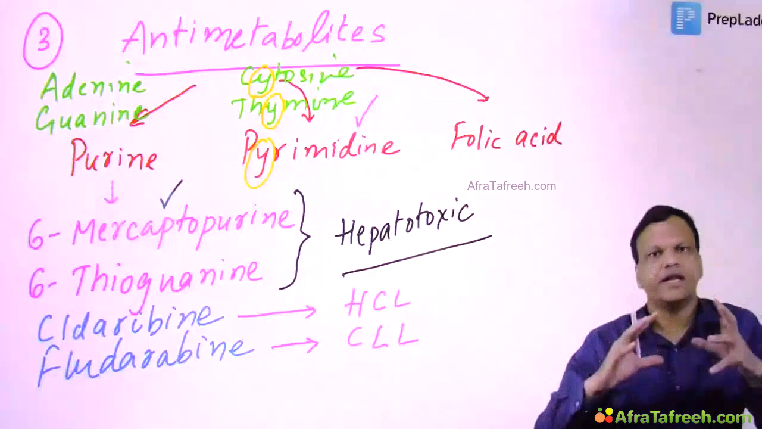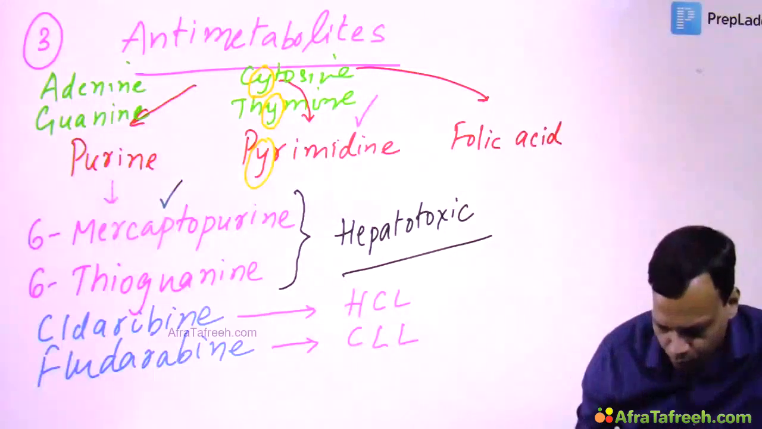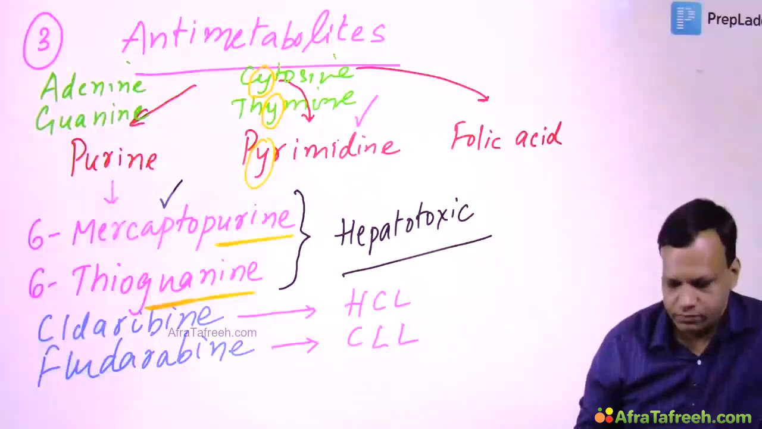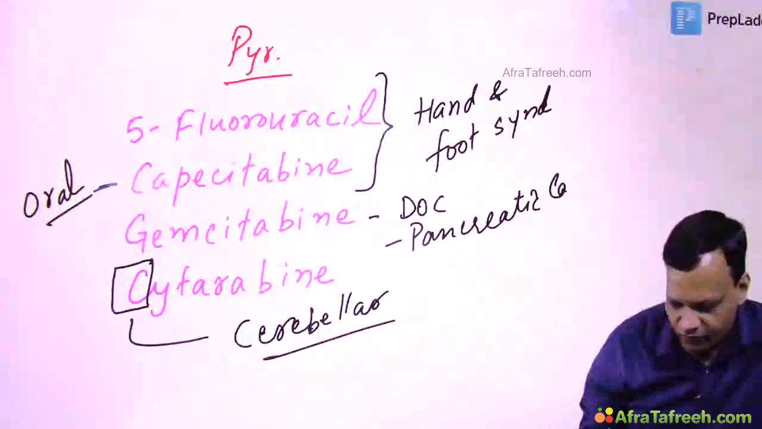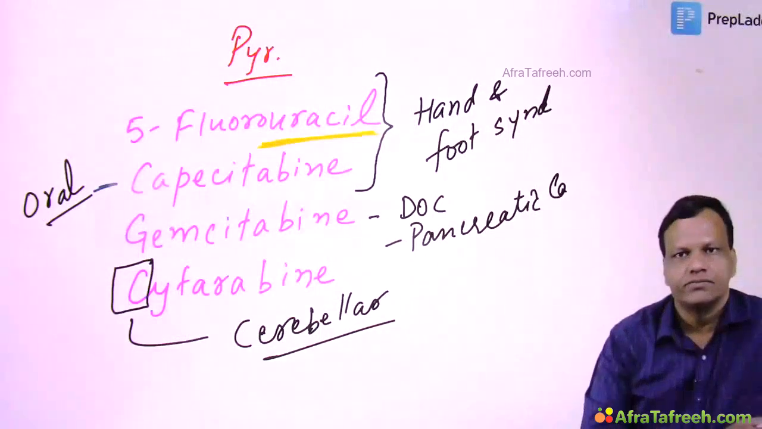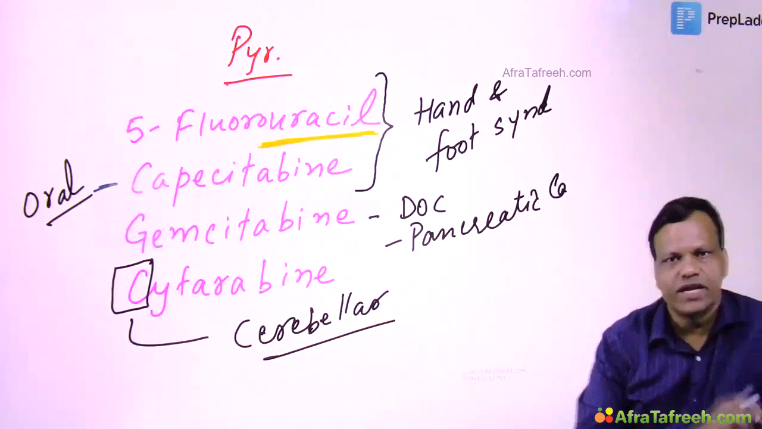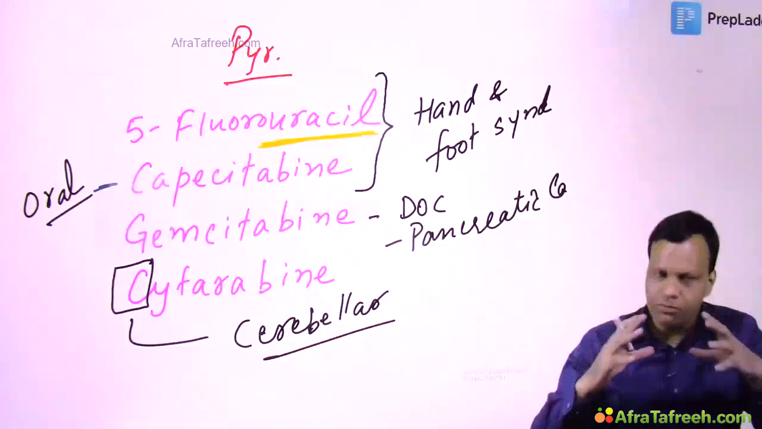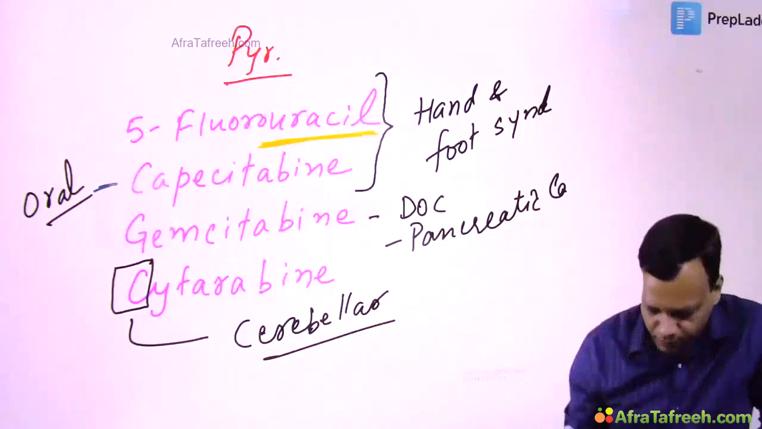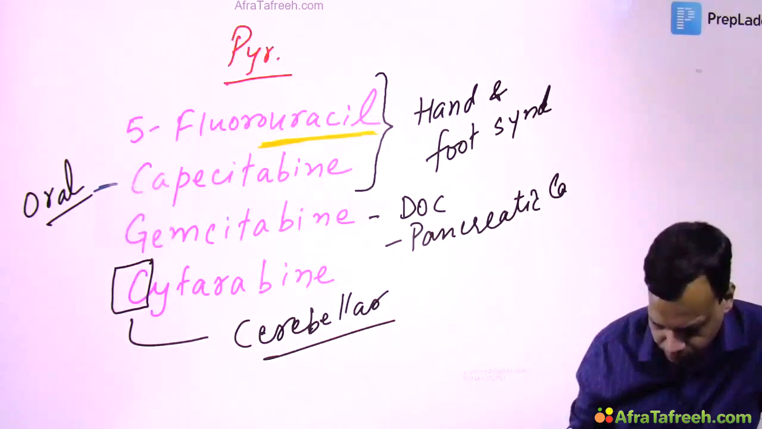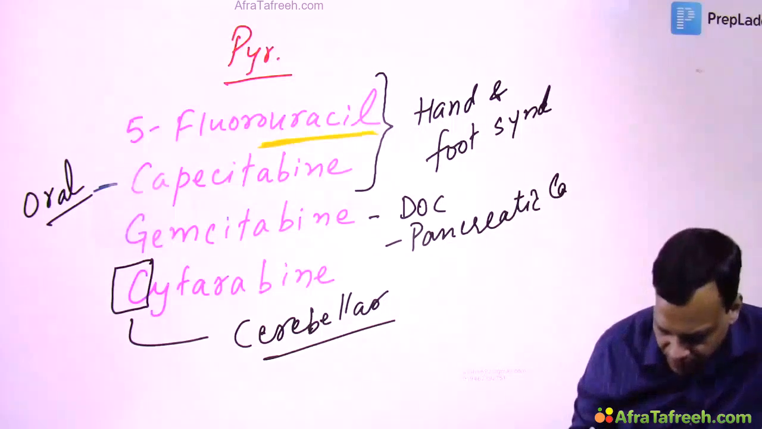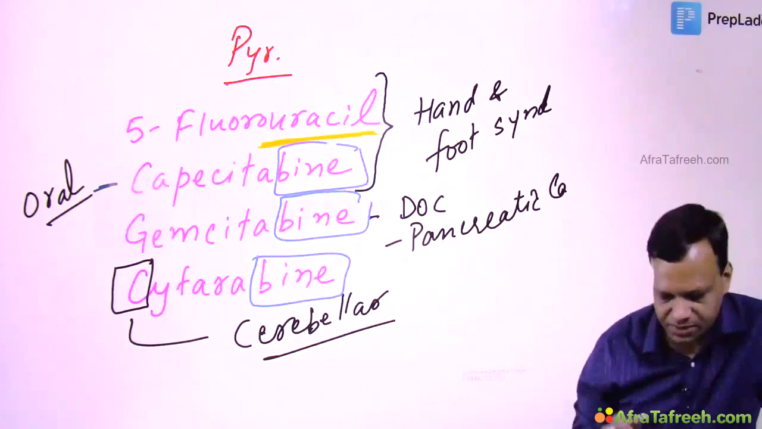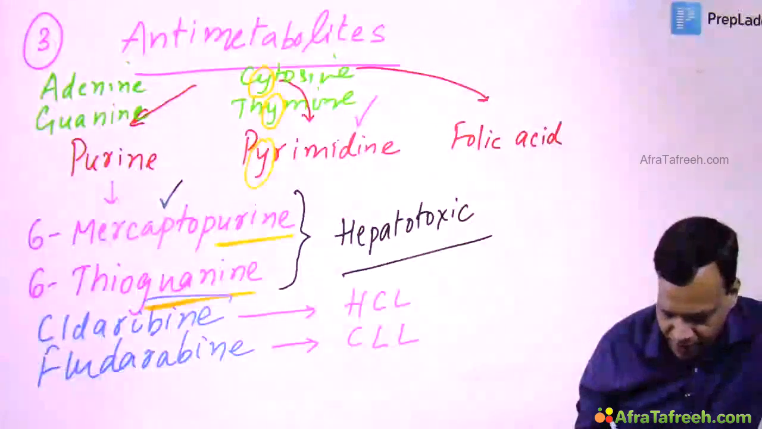Now, if the drug name contains any of these, like mercaptopurine, it contains purine. Thioguanine contains guanine, or fluorouracil contains uracil. So, if the name contains purine or pyrimidine, these are antimetabolites. But if the name does not contain purine or pyrimidine, but ends with bin, like capecitabine, cytarabine, gemcitabine, cladribine, fludarabine.